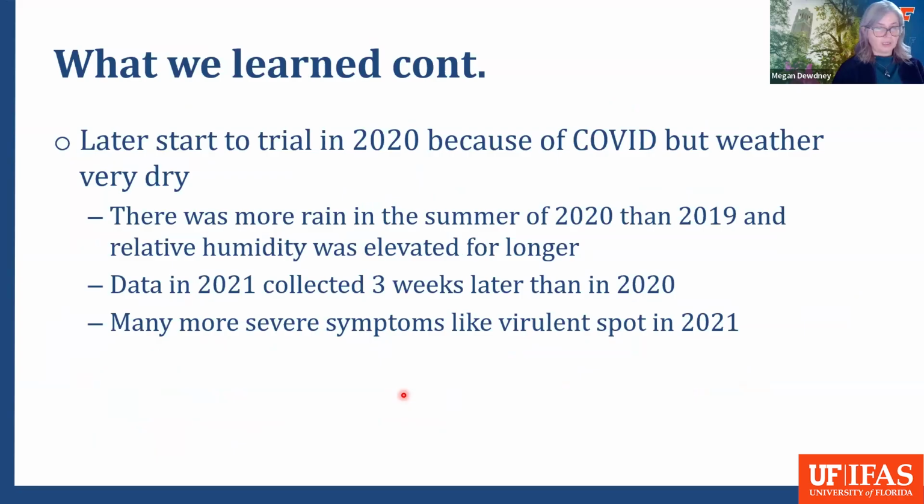There was more rain in the summer of 2020 than 2019, and our relative humidity was elevated for longer in the year. And I think that might have contributed to the greater amount of disease. We did also collect the data in 2021, 3 weeks later than in 2020. This was based on our growers' harvesting cycle. We had, of course, to work with our grower cooperator, who was very generous in letting us do this big trial. And we did see very many more severe symptoms like virulent spot in 2021, which was a big surprise for us.